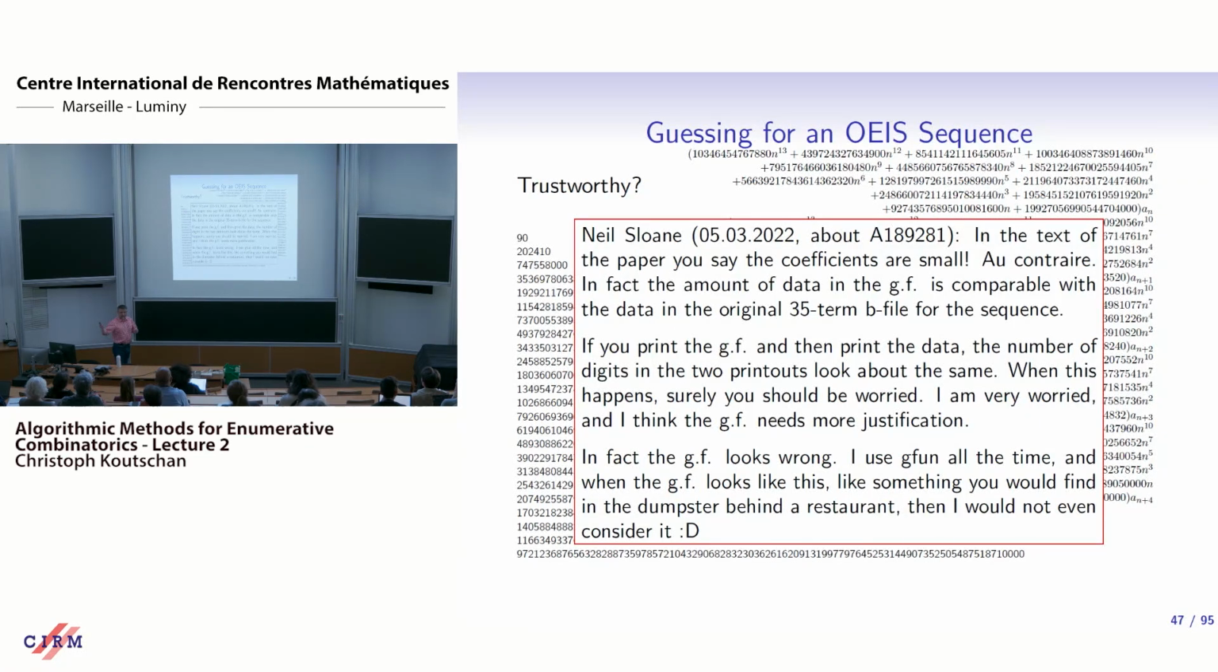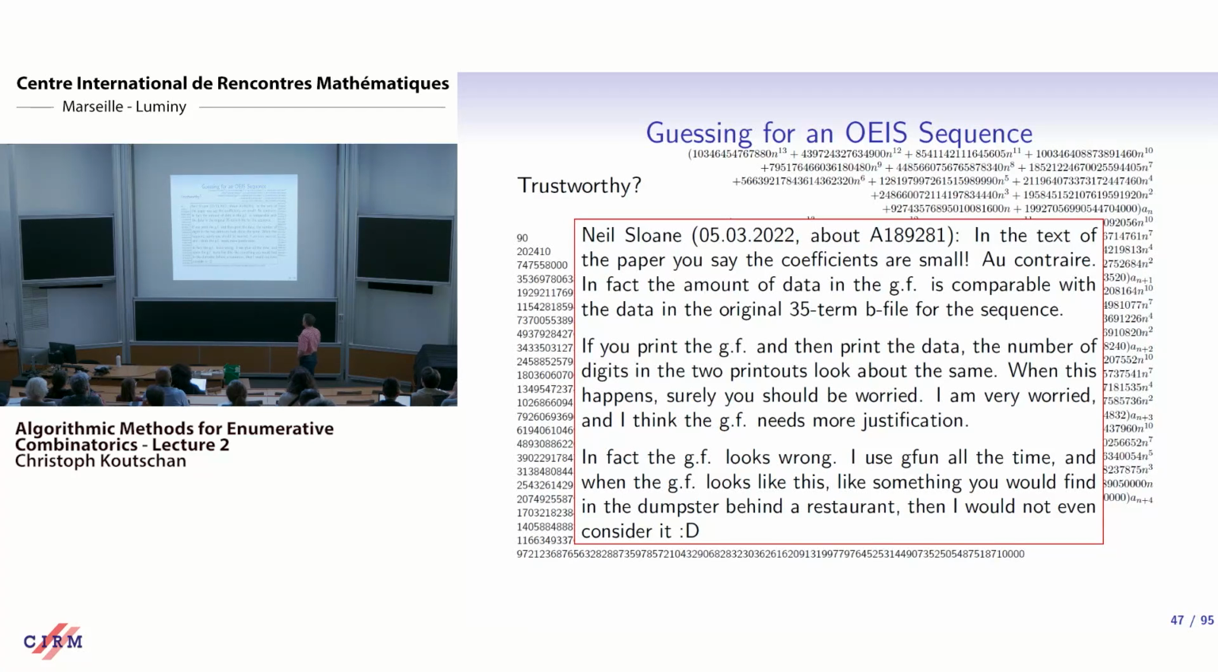And actually, when we entered this recurrence into the OEIS, we got an angry email from Neil Sloane saying, in the text of the paper, you say the coefficients are small, and au contraire, he uses even French, in fact, the amount of data in the generating function is comparable with the data in the original 35-term file for the sequence. So this is what we observed. If you print the recurrence and the data, the number of digits is about the same. When this happens, surely you should be worried.